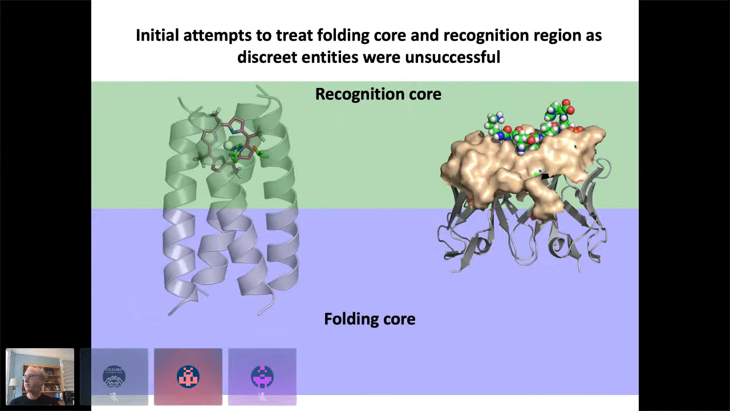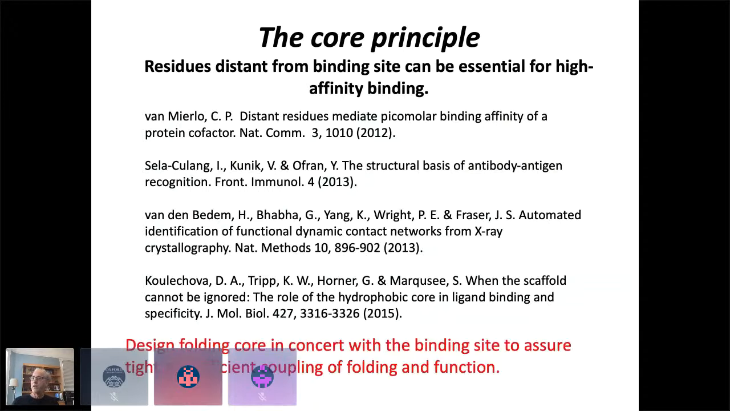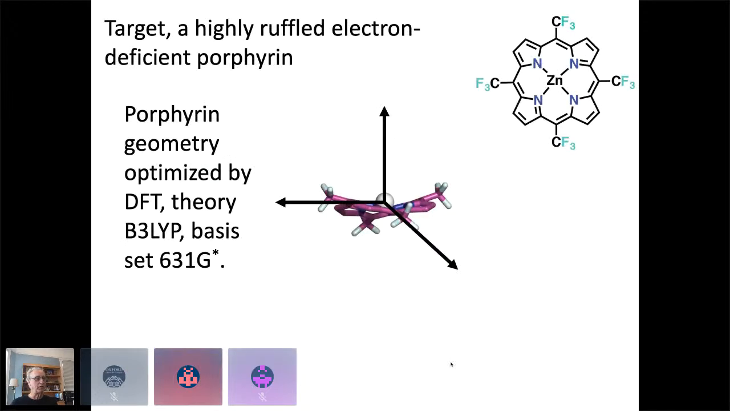But if you think about what happens, say, in an antibody, you have, sure, a binding site, but mutations very, very far away are important for the affinity that we see up here. That is because the protein really completes its folding process when it engages with its ligand. And the completion of the folding really is part of the specificity and affinity that we observe experimentally. So we call that the core principle. And we believe that it's important to design the folded core completely in concert with the binding site if we want to achieve tight and efficient coupling.